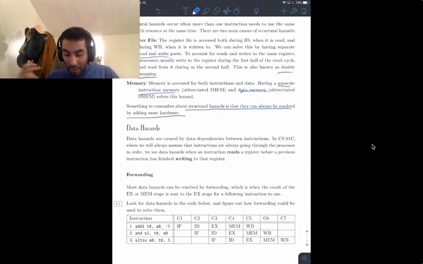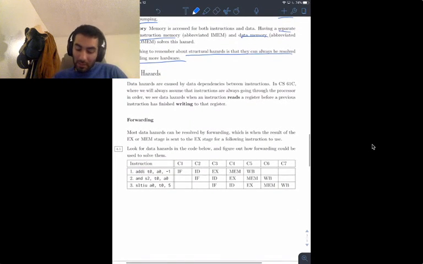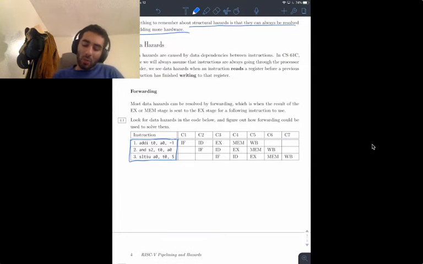And data hazards, I think, are best illustrated by an example. Okay, so let's look here. We're not going to get to forwarding yet. Let's just look at these three pieces of code. This addi T0, this and. Okay, so what's the problem here?